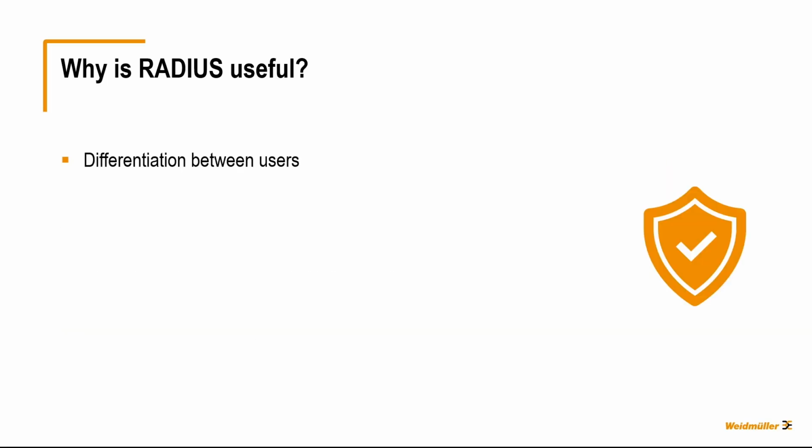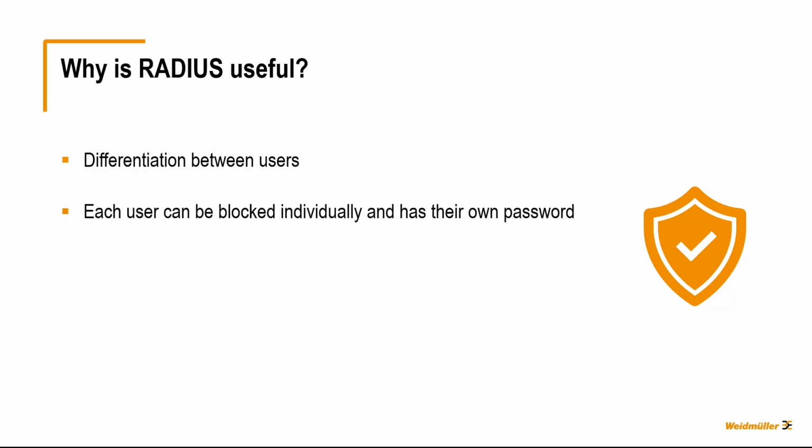Redis is very useful for distinguishing between multiple users on a network. This is important for multiple reasons. One very important reason is security in large networks, because if a user loses their password or shares it with others, they can be blocked and there is no need to create a new password for the entire network.